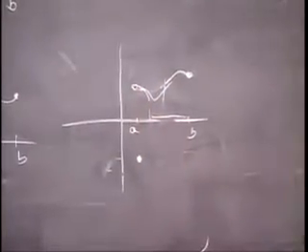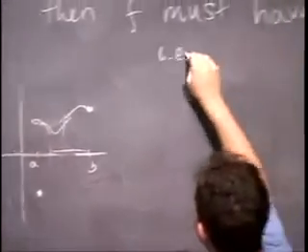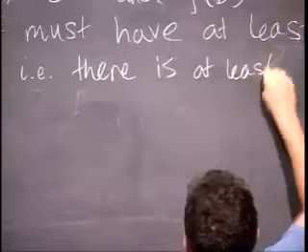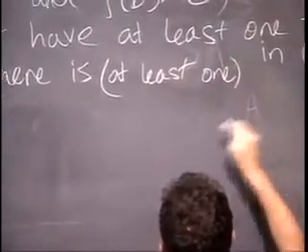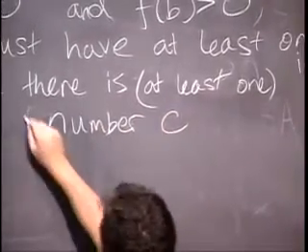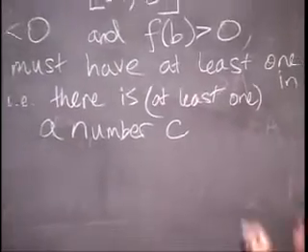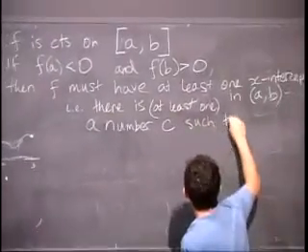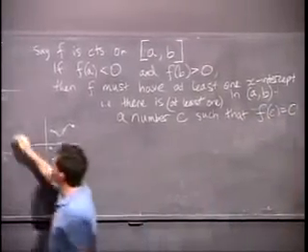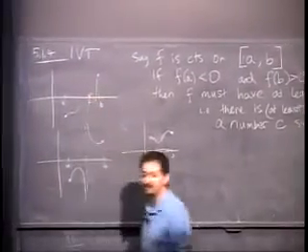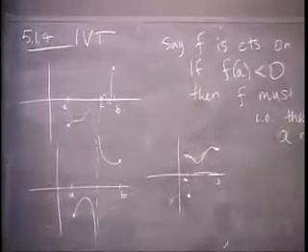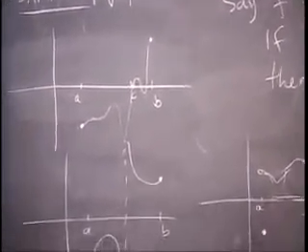So, another way of saying this, i.e., there is at least one number c such that f(c) equals 0. So c could be here, for example, in this picture. It's just the x-intercept. Right? X-intercept means if c is an x-intercept, then f(c) equals 0. Right? So that's one statement of the intermediate value theorem.